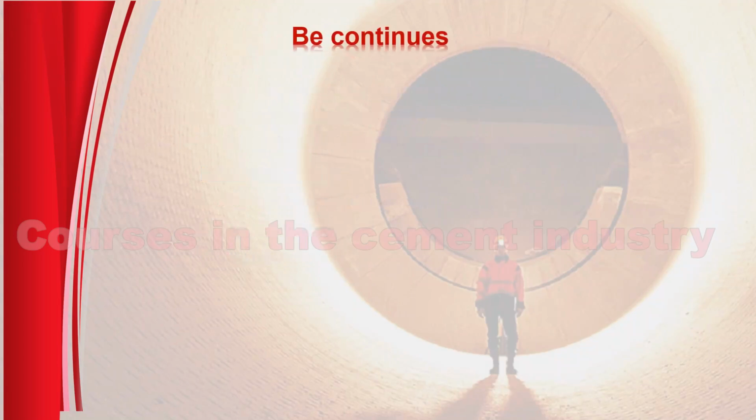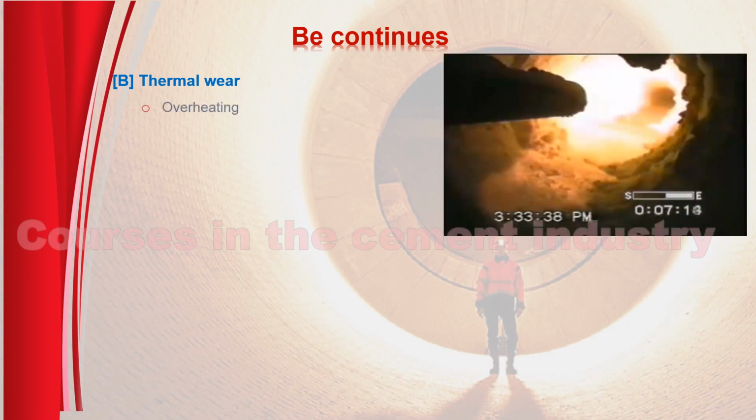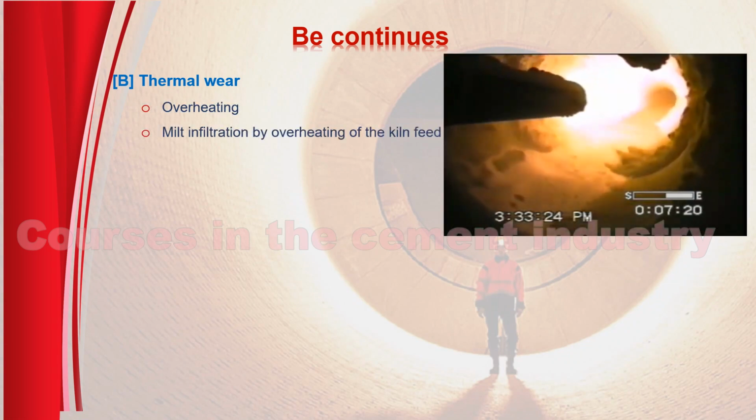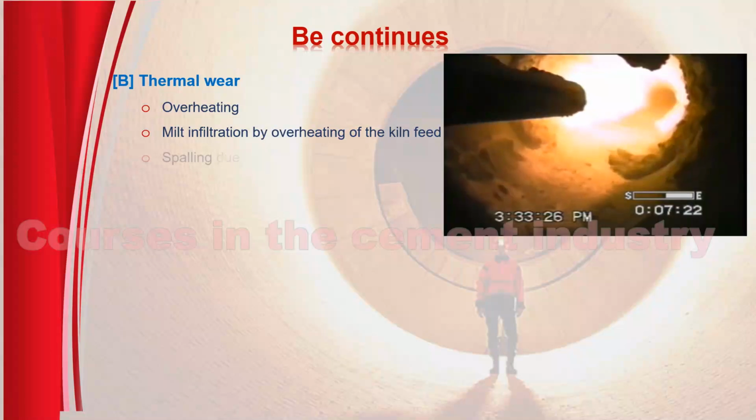B. Thermal wear. There are several reasons for this: 1. Overheating. 2. Mild infiltration by overheating of the kiln feed. 3. Spalling due to thermal shock. 4.